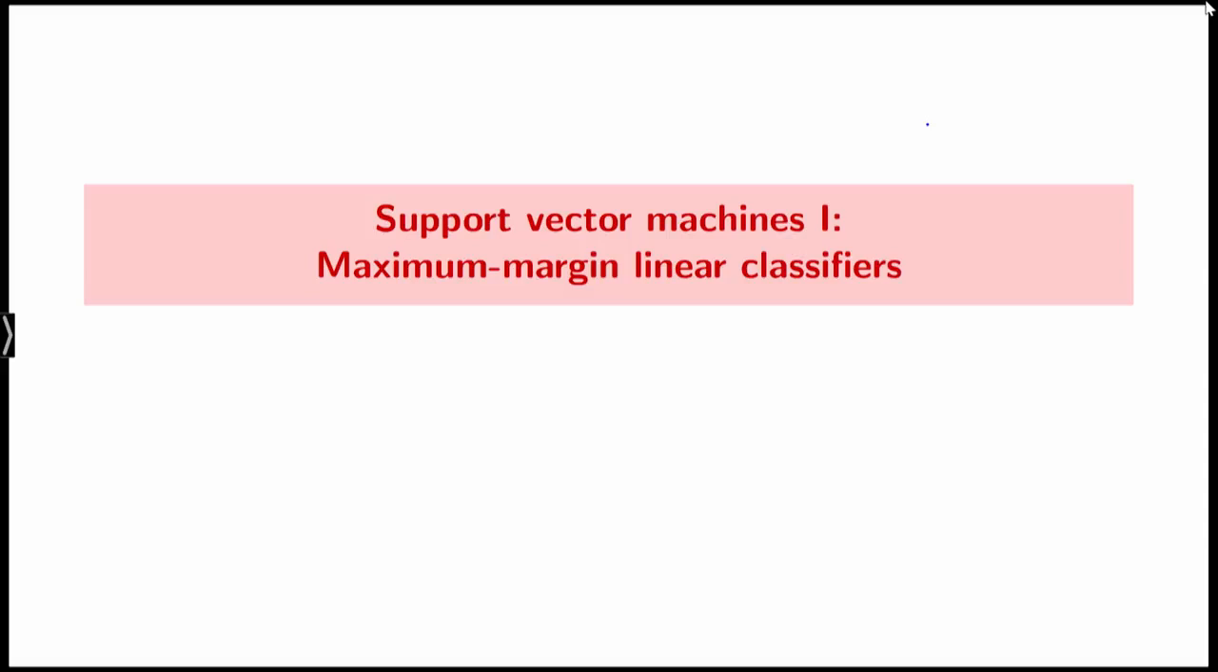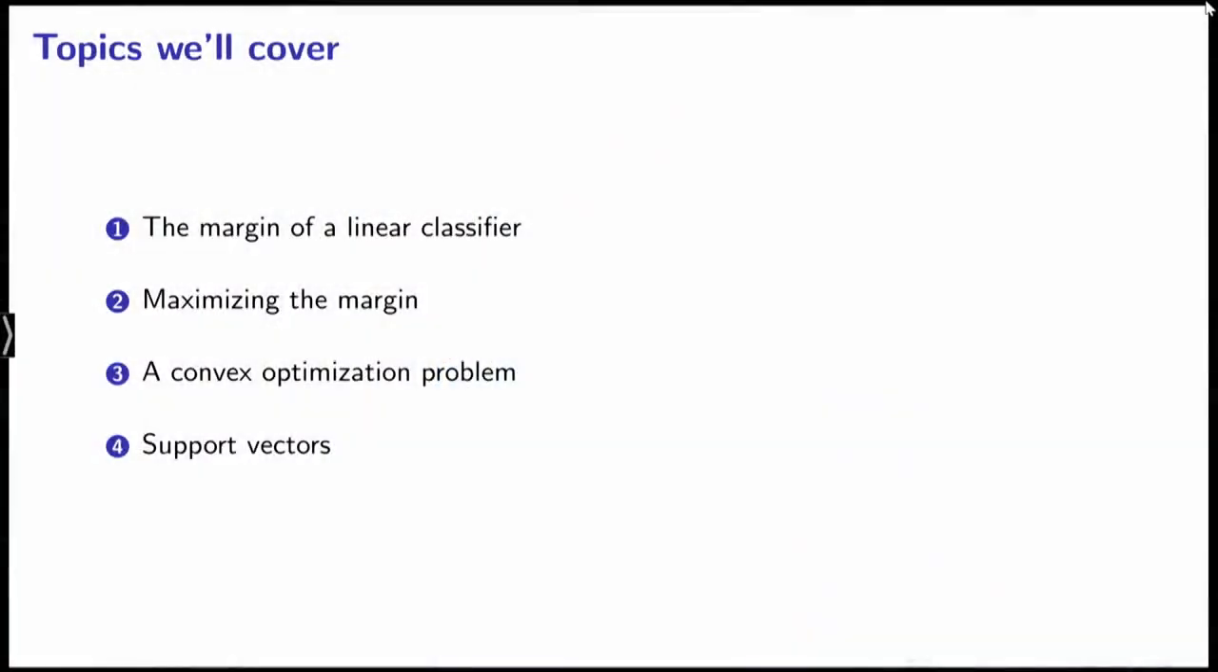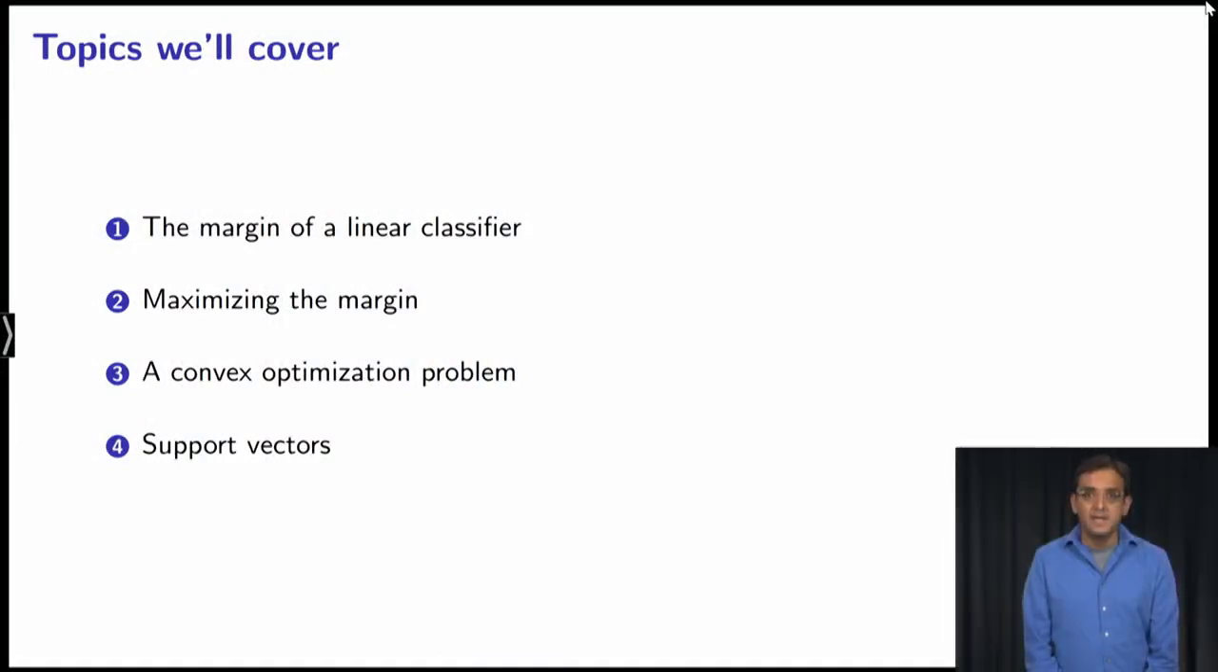Today, we will study a fantastically competent linear classifier. It is called the support vector machine. So we'll begin by talking about the margin of a linear classifier, and then we'll formulate the problem of finding the linear classifier that has the largest margin possible. This will turn out to be a convex optimization problem, which means that it's actually pretty easy to solve.